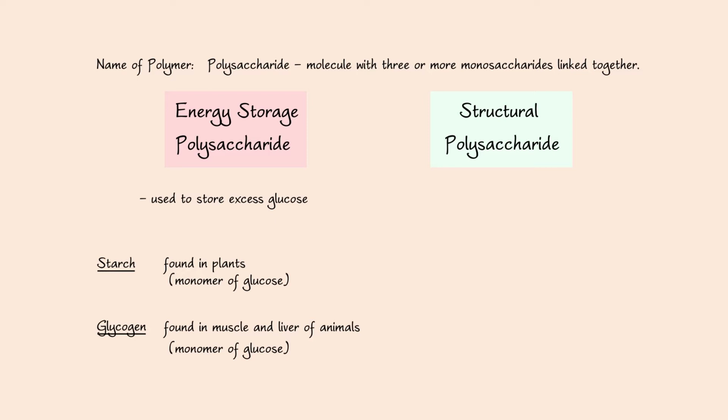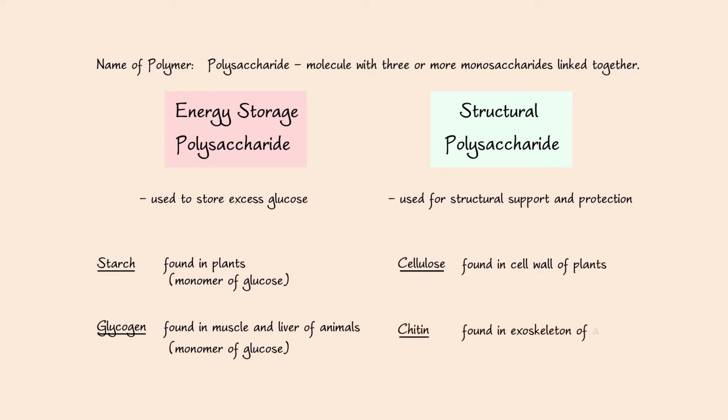Two energy storage polysaccharides include starch, found in plants, and glycogen, found in the muscle and liver of animals. Keep in mind that although starch and glycogen are found in different organisms, they are both composed of glucose monosaccharides held together by glycosidic linkages. Organisms use structural polysaccharides for structural support and protection. The two structural polysaccharides include cellulose, found in the cell wall of plants, and chitin, found in the exoskeleton of arthropods. Cellulose is composed of glucose monomers, and chitin is composed of N-acetylglucosamine monomers.